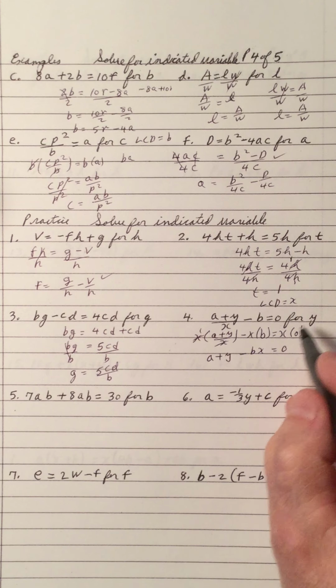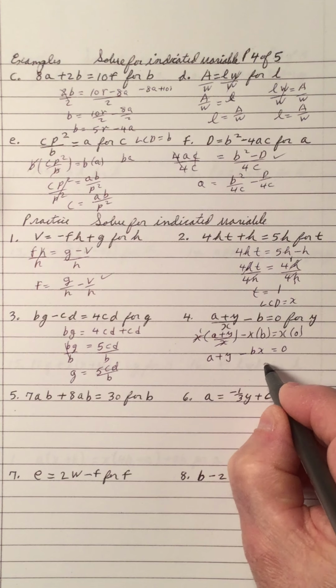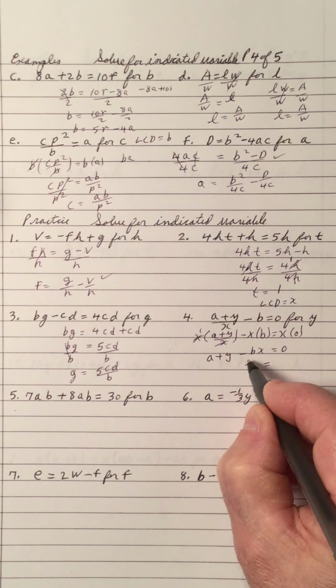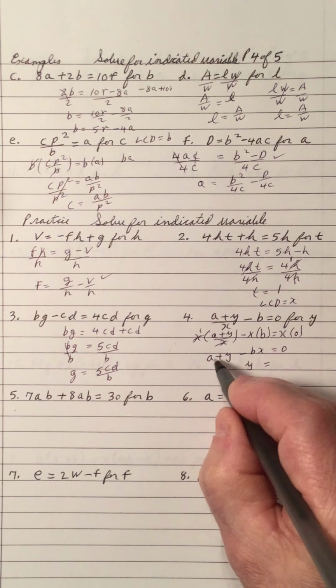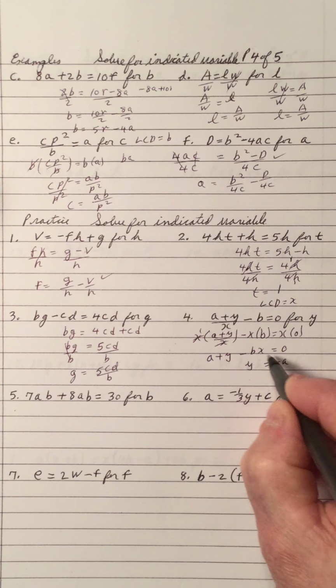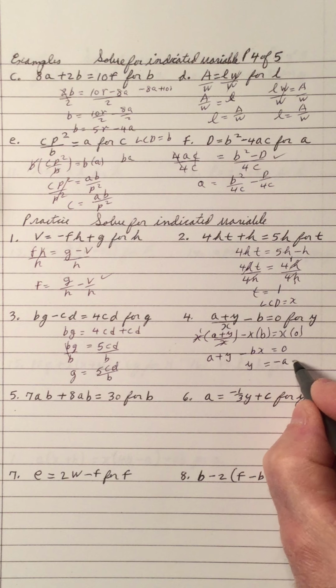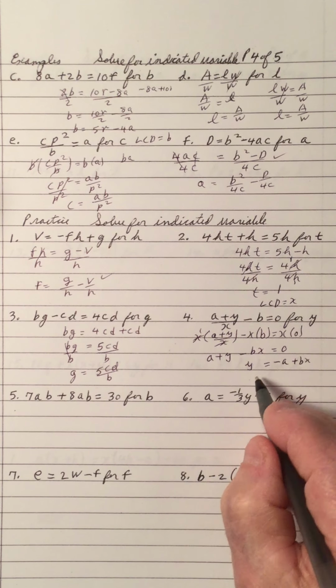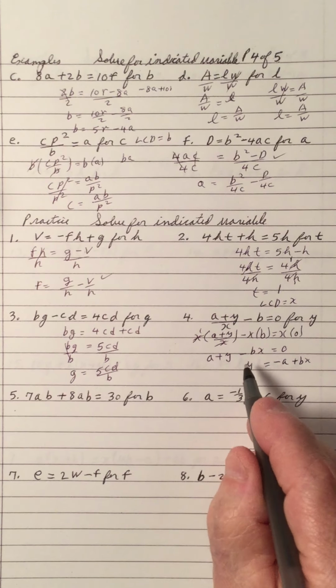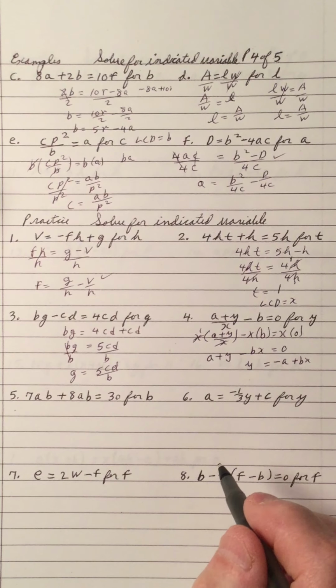So we're solving for Y. Y is on the left, which is good. The A moves over to become negative A. The XB moves over to become plus XB. And the equation is finished because we have a 1Y.